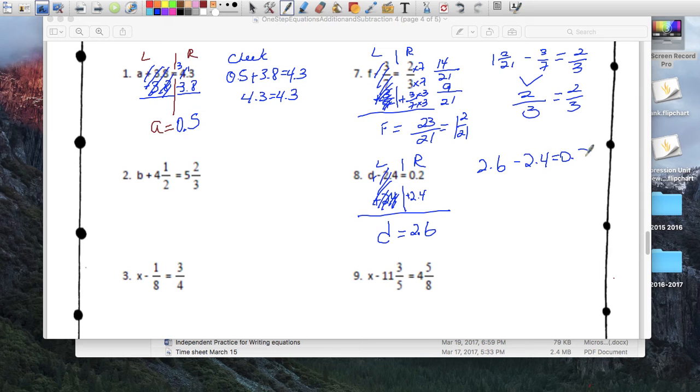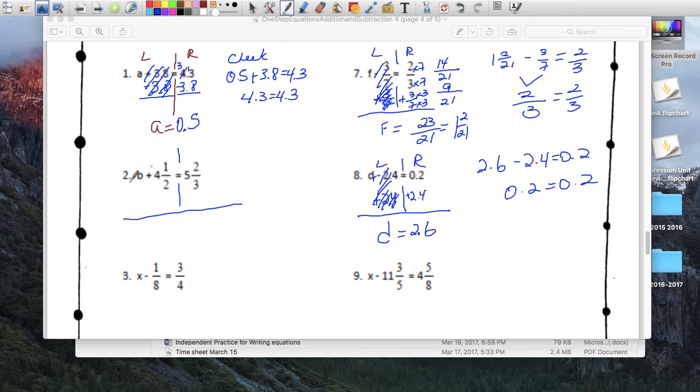And you can clearly tell that actually this equals 2.2, which equals 0.2 on that side. Okay, 2, let's see, b. Again, it's the same procedure. Maybe how you add or subtract might be a tad different, but the idea is the same. We want to isolate the variable.